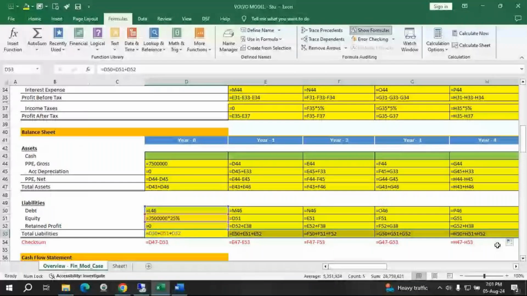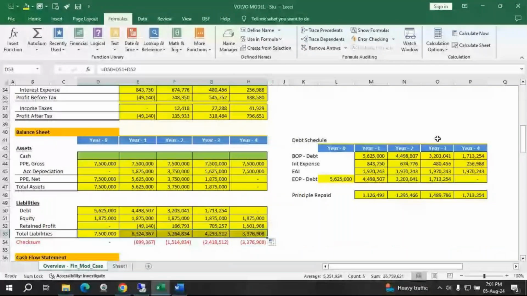Ma'am, can you please show the values? Yes, ma'am, done. Okay.